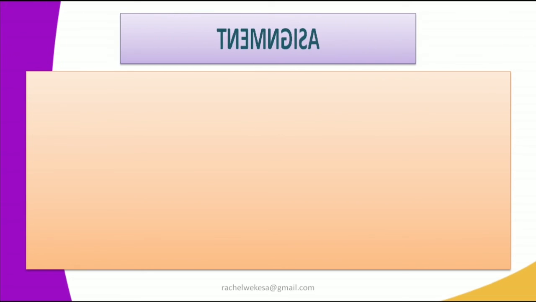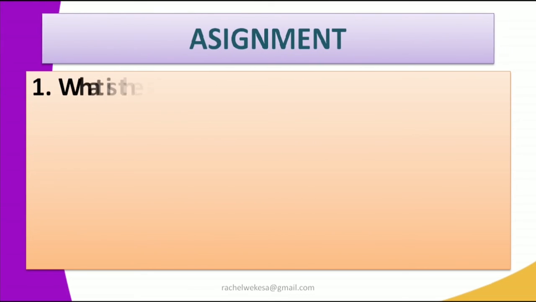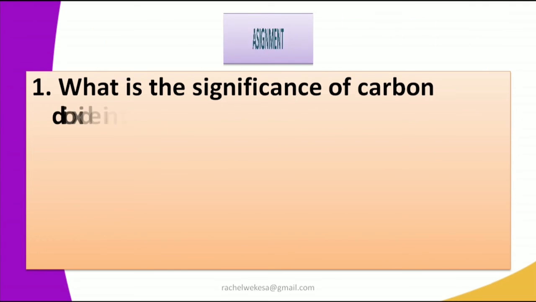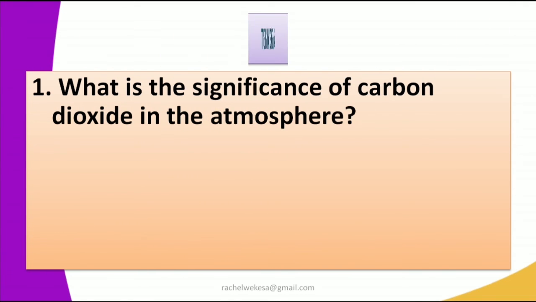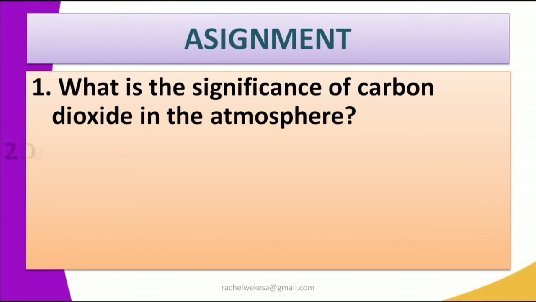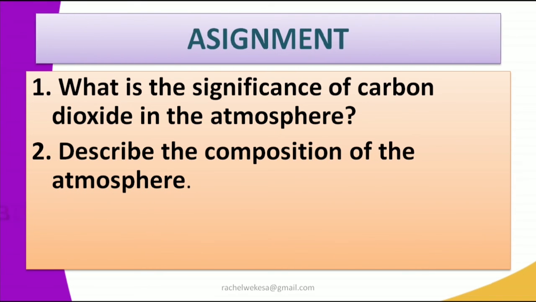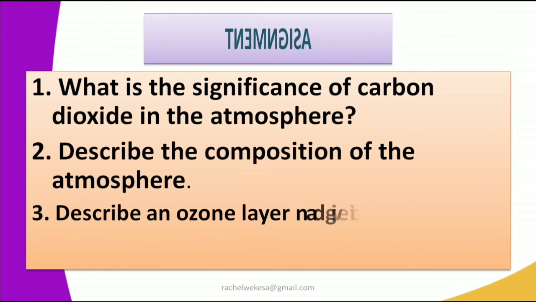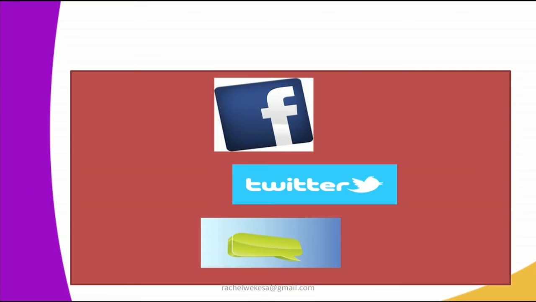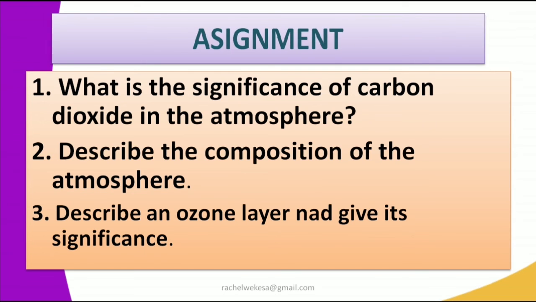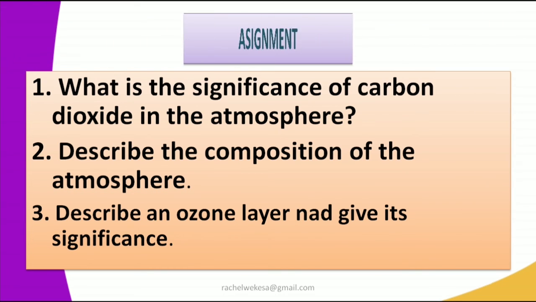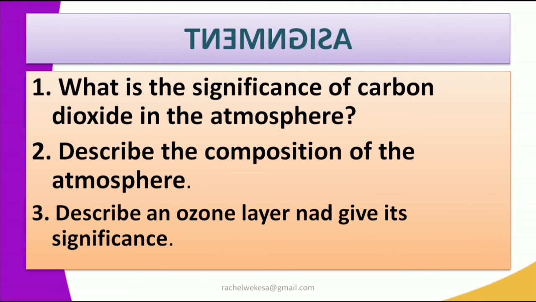So we have come to the end of our lesson today, and I have an assignment for you. In this assignment, we are going to answer the questions that we have just learned in this lesson. Number 1, what is the significance of carbon dioxide in the atmosphere? Number 2, describe the composition of the atmosphere. Number 3, describe an ozone layer and give its significance. Those are the 3 questions that I have taught you today.